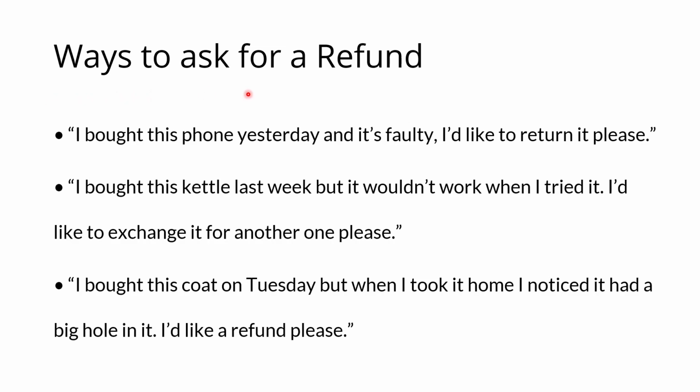So usually when we're asking for a refund, we might give a reason. So we might, for example, say something is faulty, or it wouldn't work, or it doesn't work. We can use wouldn't or doesn't. Or we could give a reason. For example, you noticed that there was a big hole in the coat. So let's go through these examples. I bought this phone yesterday and it's faulty. I'd like to return it please. I bought this kettle last week but it wouldn't work when I tried it. I'd like to exchange it for another one please. I bought this coat on Tuesday but when I took it home I noticed it had a big hole in it. I'd like a refund please.